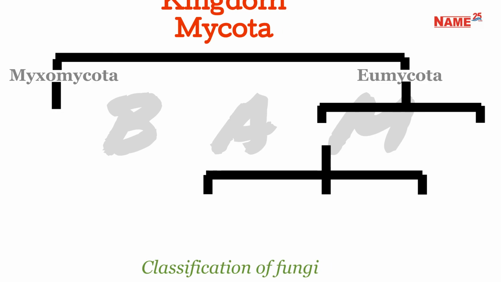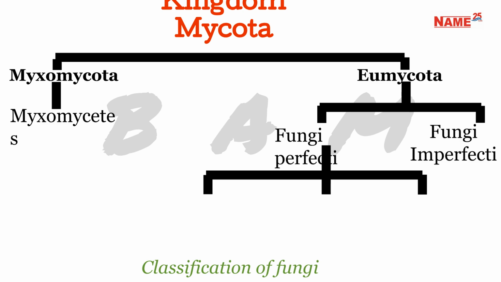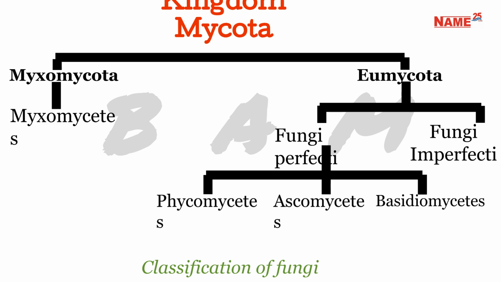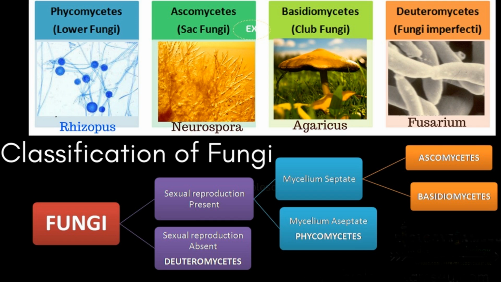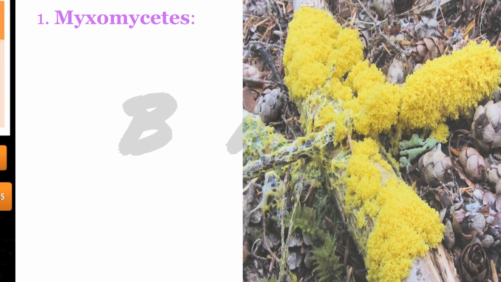The kingdom Mycota is classified into Myxomycota and Eumycota. Eumycota is further divided into Fungi imperfecti and Fungi perfecti. Fungi perfecti includes Phycomycetes, Ascomycetes, and Basidiomycetes. This image provides a visual overview of the different classes and subclasses within the kingdom Mycota.